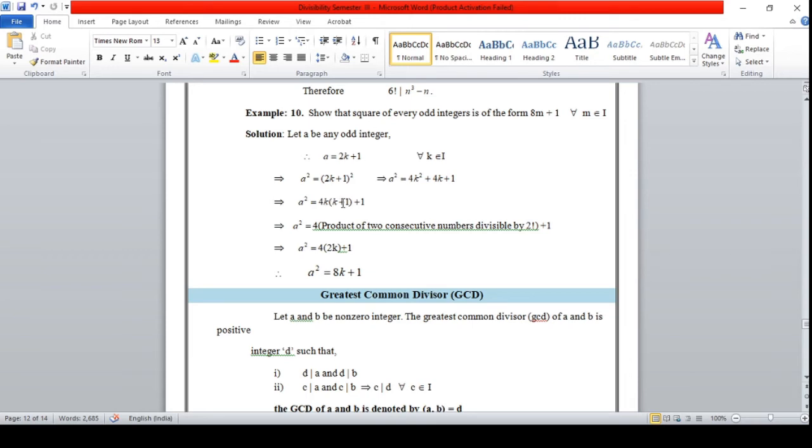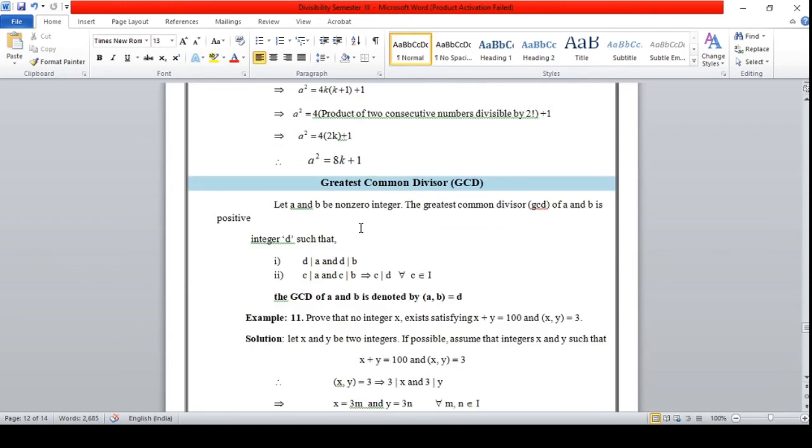First consecutive number, second consecutive number, so this is 4 into the product of two consecutive numbers plus 1, and the product of two consecutive numbers divided by 2 factorial. 2 factorial means an even integer, so this is denoted by twice k. 4 into twice k plus 1, 4 into 2 is equal to 8, so a square is equal to 8k plus 1. This means the square of every odd integer is of the form 8m plus 1 for all m, where m is an integer.